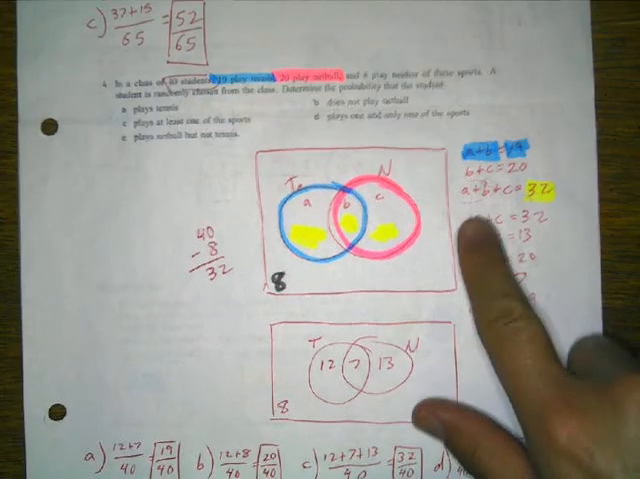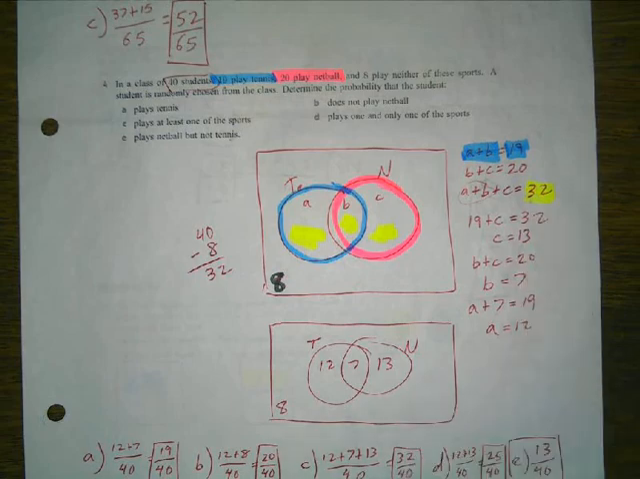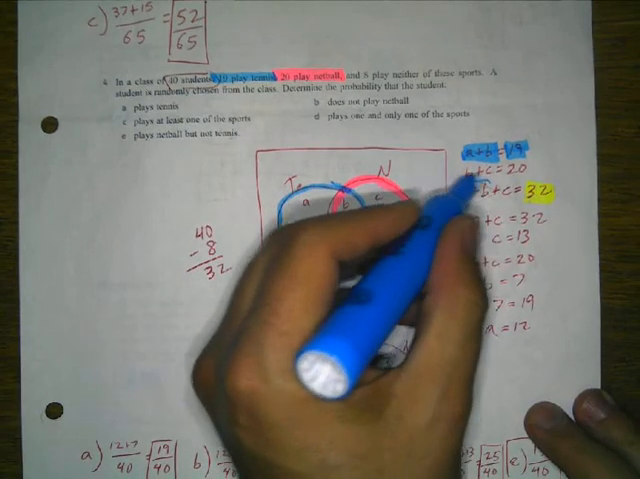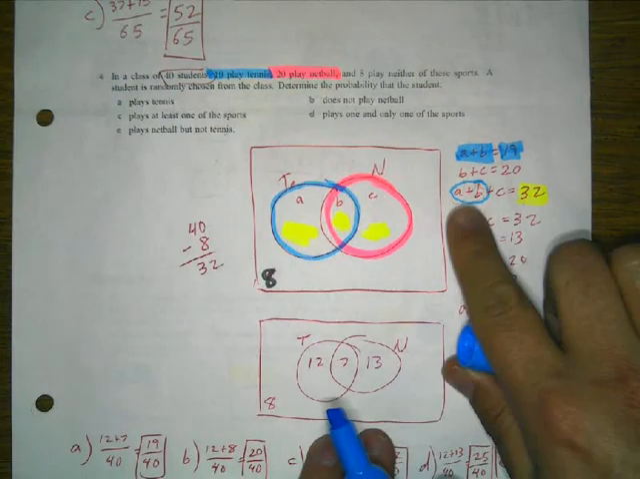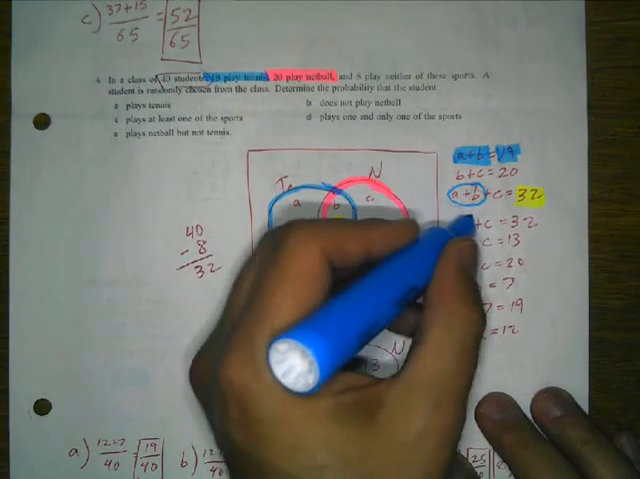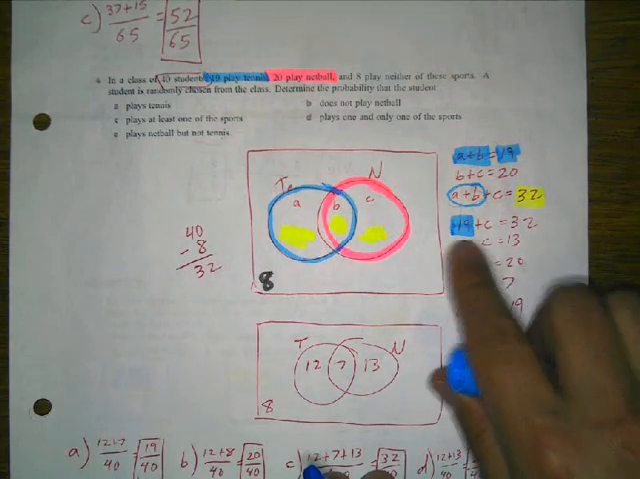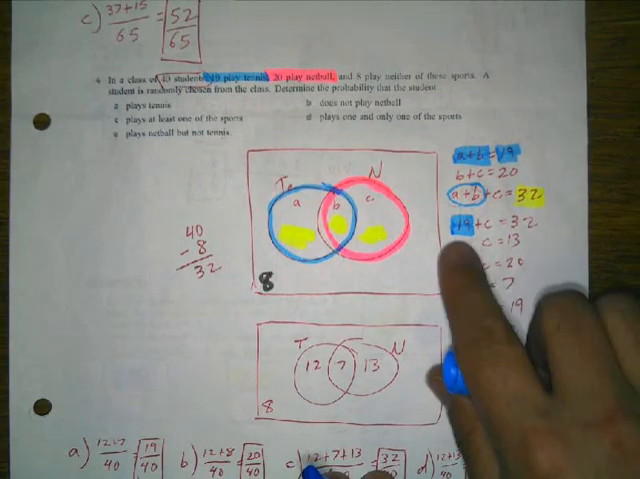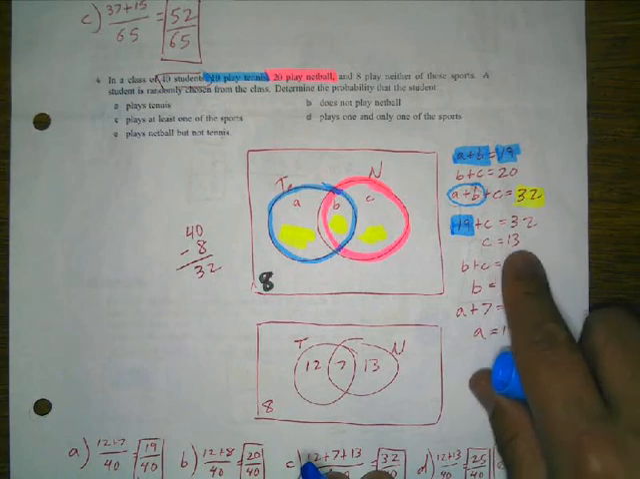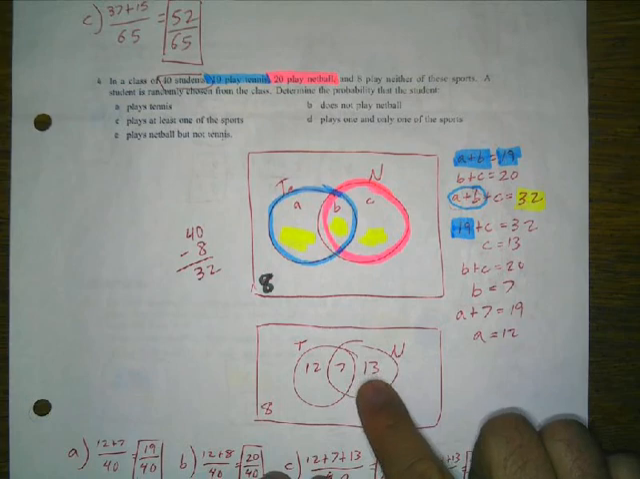And we know that A plus B plus C adds up to 32. So I could do some substitution and say, okay, well, A plus B is 19, right? So 19 plus C is going to give me 32. Subtract 19 on both sides. I know that C is going to have to be 13. So then I put 13 in this region here.